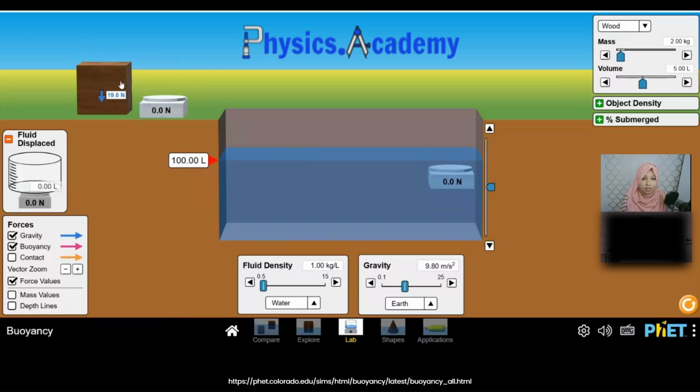So over here we have a wooden block, right? And the gravitational force acting on the wooden block, shown by the downward blue arrow, is 19.6 newtons, right? So what do you think will happen if we drop this wooden block in the tank of water?